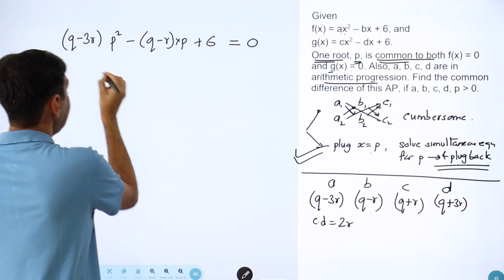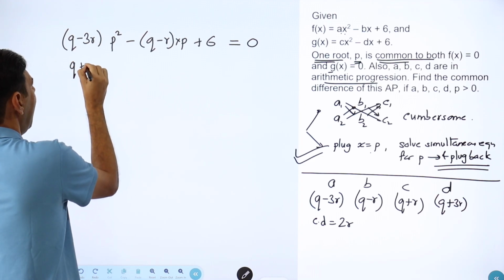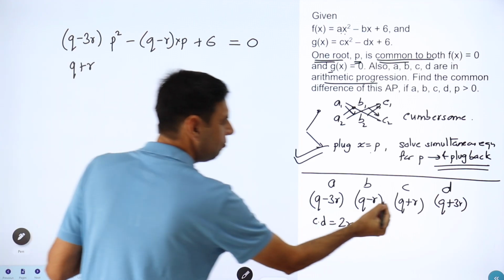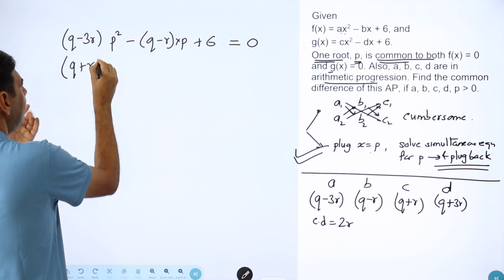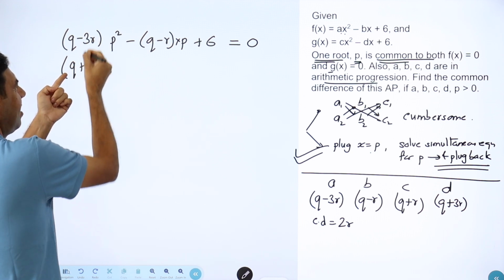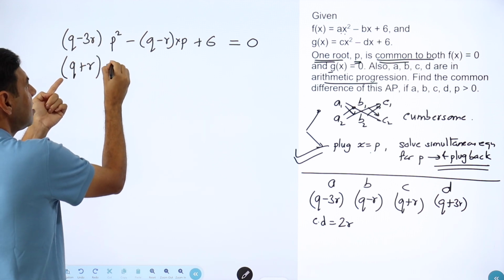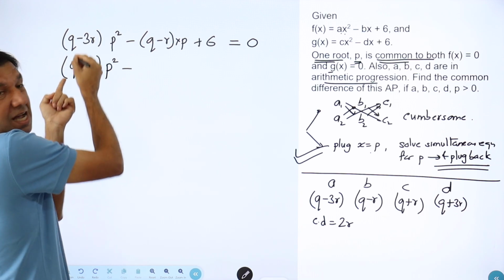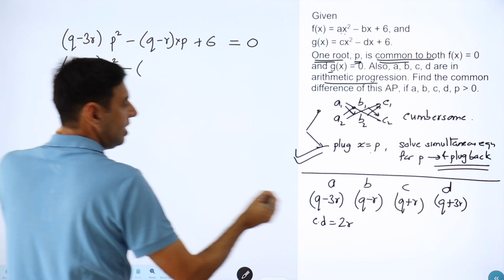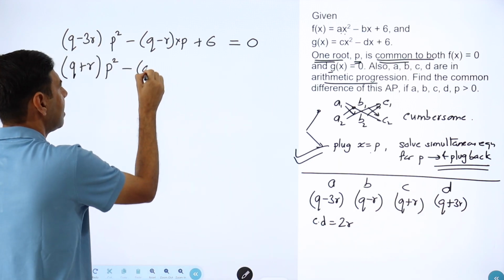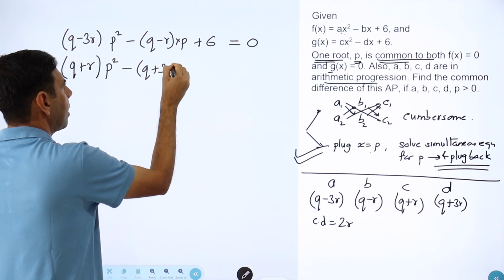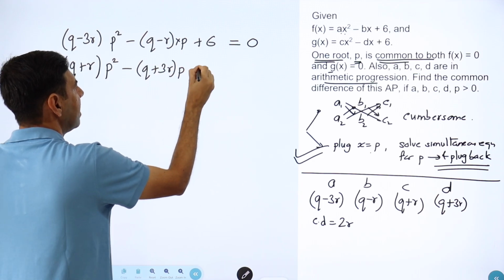Let's write it for C. C is Q plus R. Oh, is it Q plus 3R or Q plus R? Q plus R. So I would have loved it if it was Q plus 3R, because then I could have. So this is what you think ahead. And what does D become? D is Q plus 3R. Okay. And into P plus 6.